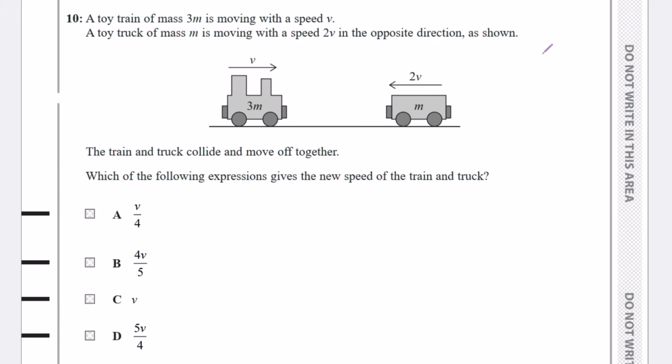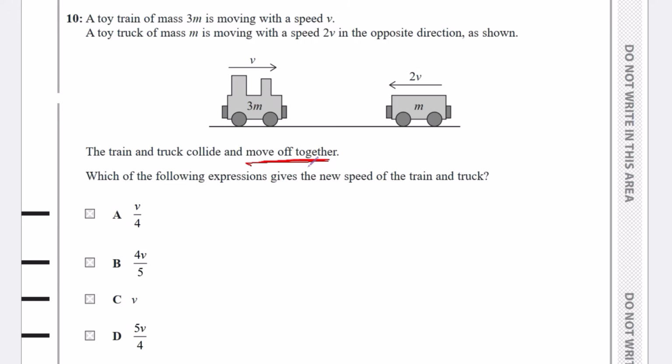Question 10 says, a toy train of mass 3m is moving with speed v. A toy truck of mass m is moving with speed twice v in the opposite direction as shown. Fine. The train and the truck collide and move off together. So this is a very important piece of information, that they move off together. Which of the following expressions gives the new speed of the train and the truck?